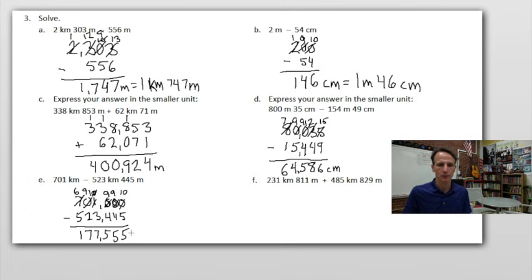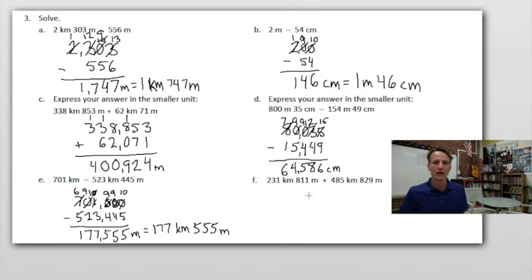And here we're talking about meters. Now in this case it does not say to express it in the smaller unit. So I'm going to make it, you see how this 177,000 meters would be 177 kilometers, and then 555 meters. Because that's how we were given the example, right? That's why I'm writing it that way, in kilometers and meters.